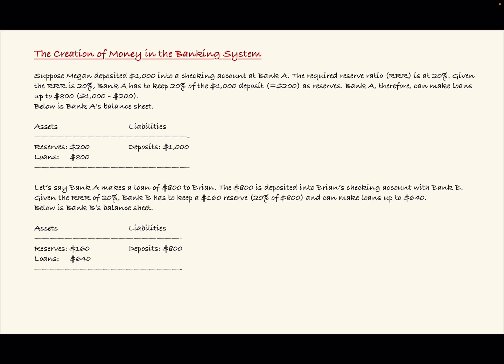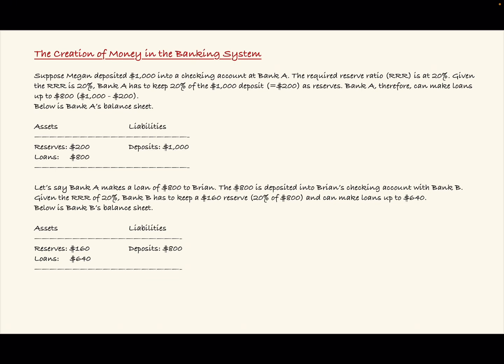Below is Bank A's balance sheet. Bank A has both assets in the form of reserves and loans, $200 of reserves and $800 in loans, and liabilities in the form of deposits, or $1,000 worth of deposits.